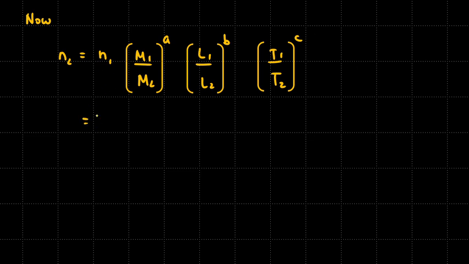So now we can add the values. The value of n1 here is 11.3. m1 by m2 is 1 gram by 1 kilogram to the power 1, and L1 is 1 centimeter, L2 is 1 meter, raised to the power of minus 3, and finally 1 second by 1 second raised to the power of 0.